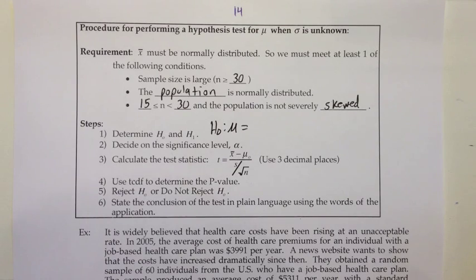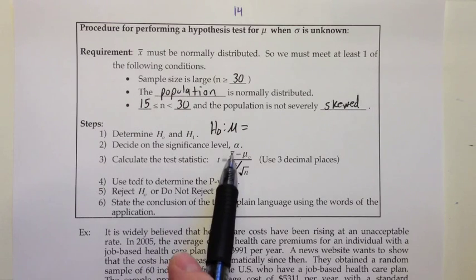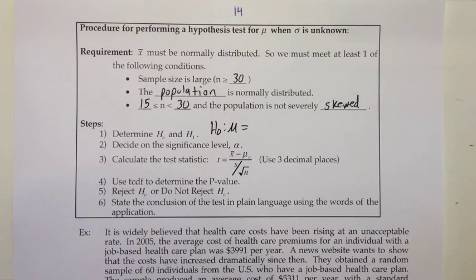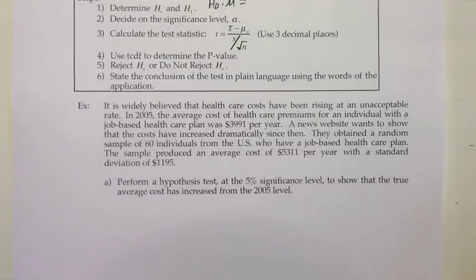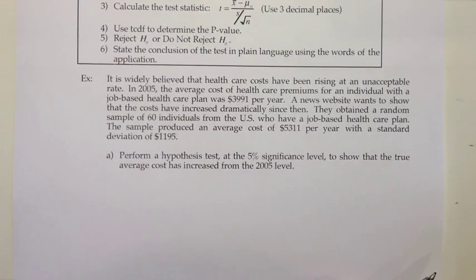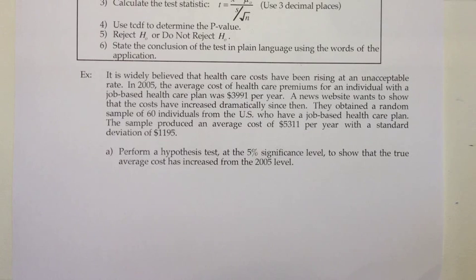Because it's a t-score, we're going to use t-CDF to determine our p-value instead of using normal CDF. Rejecting or not rejecting will be just like always, comparing the risk of a type 1 error to the risk we're willing to take of making a type 1 error. And then we'll state the conclusion of the test in plain language using the words of the application. So let's go ahead and apply that to an example where we do have an application and we can get all the way to stating our conclusion in words.